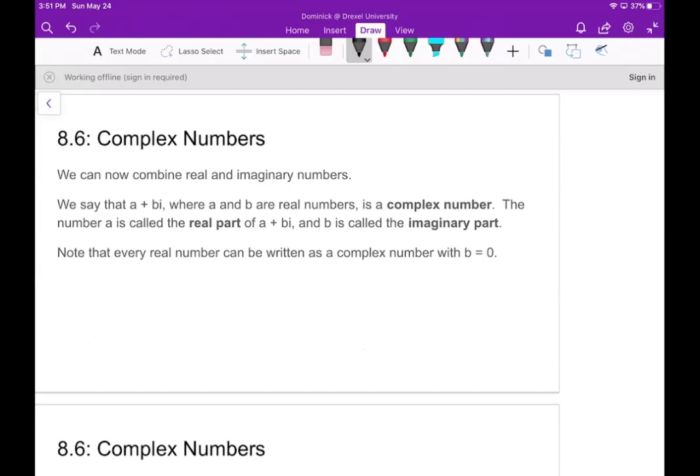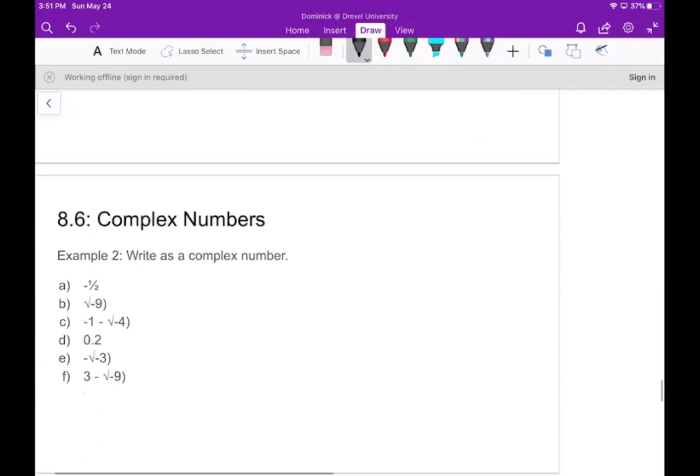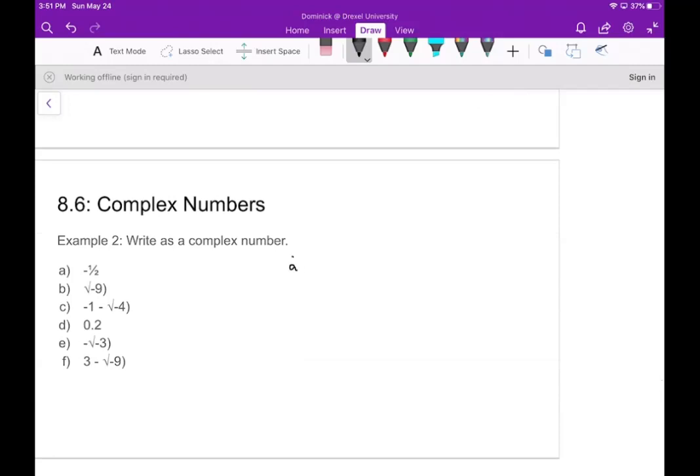Okay. Now, if you combine a real number plus an imaginary number, we call that a complex number. The number a is called the real part of a plus bi, and the number b is called the imaginary part, since that's sitting in front of the i. One thing you could also say is that every real number is also a complex number, as long as you just set b equal to 0. Okay, so let's write each of these as a complex number.